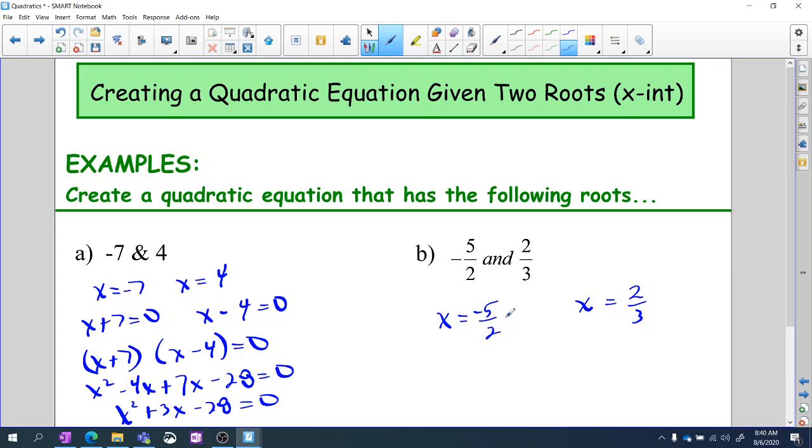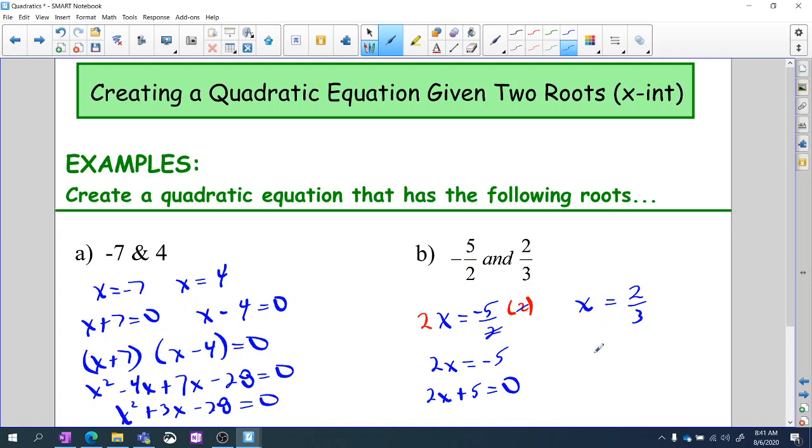I need to get rid of the 2 on the bottom. So what I'm going to do first is double both sides. So now I'm down to 2x. That gets rid of the 2. 2x equals negative 5. Move that over. 2x plus 5 equals 0. There's the linear that would give you that solution.